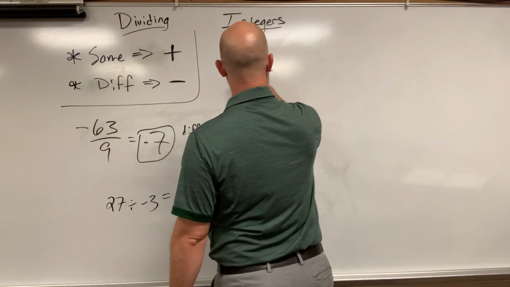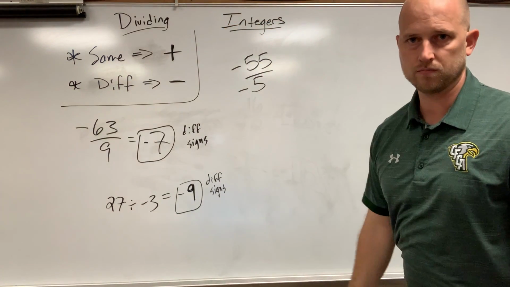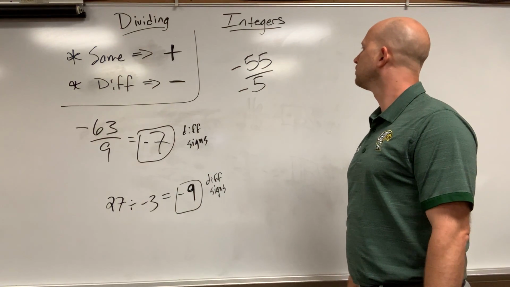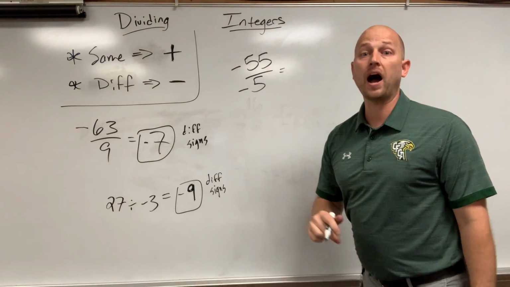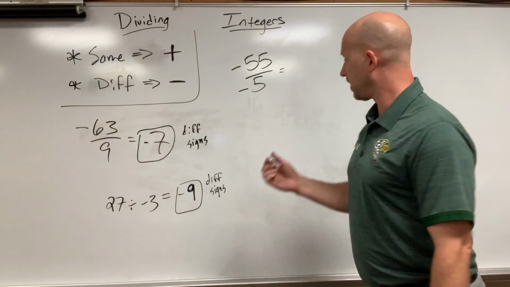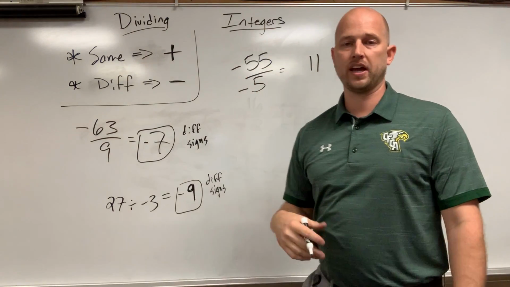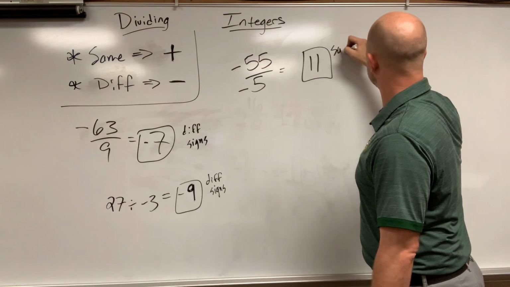Negative 55 divided by negative 5. Let's see what you get. Okay, 5 goes into 55. 5 times 11 is 55, so it goes in 11 times. And a negative divided by negative is a positive, okay? Because they're the same sign. Same signs are positive. So we're done.